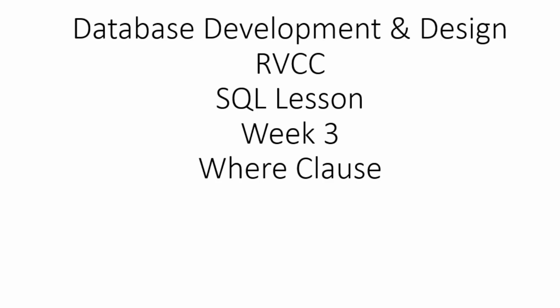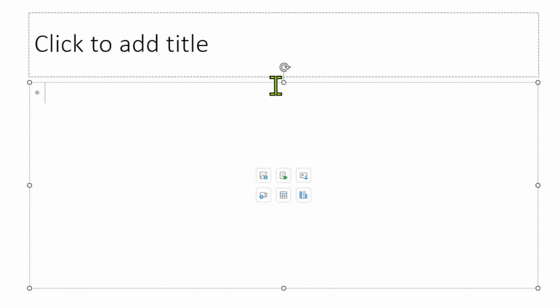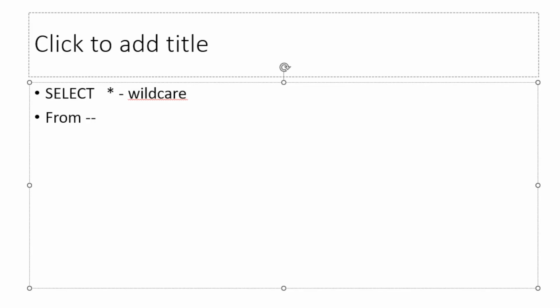Okay, so remember last week we learned a few terms here. Let's just put this together. We learned about select, and that select allows us to filter columns, and that we have a wildcard, which is our asterisk. Then we have from. From lets us choose which table we want to look at. From there, we also added order by.